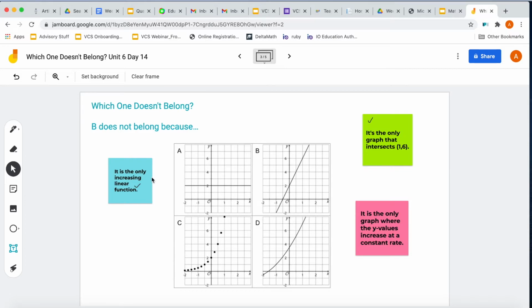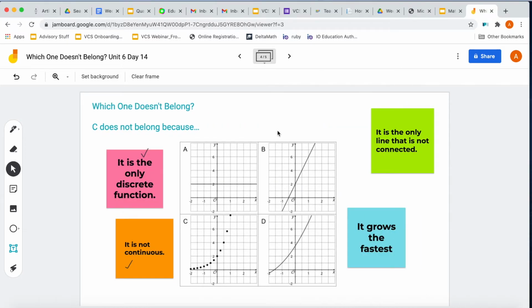And so you come back together and you're just going to share out and debrief and notice the connections and notice how it's the only increasing. It's the only graph where the y values increase at a constant rate. Well, that's a very similar response. This one's a little bit disconnected from the root of the lesson, but it's an observation, and it's a true observation. And so we're going to recognize it, accept it, and bring it into the conversation.